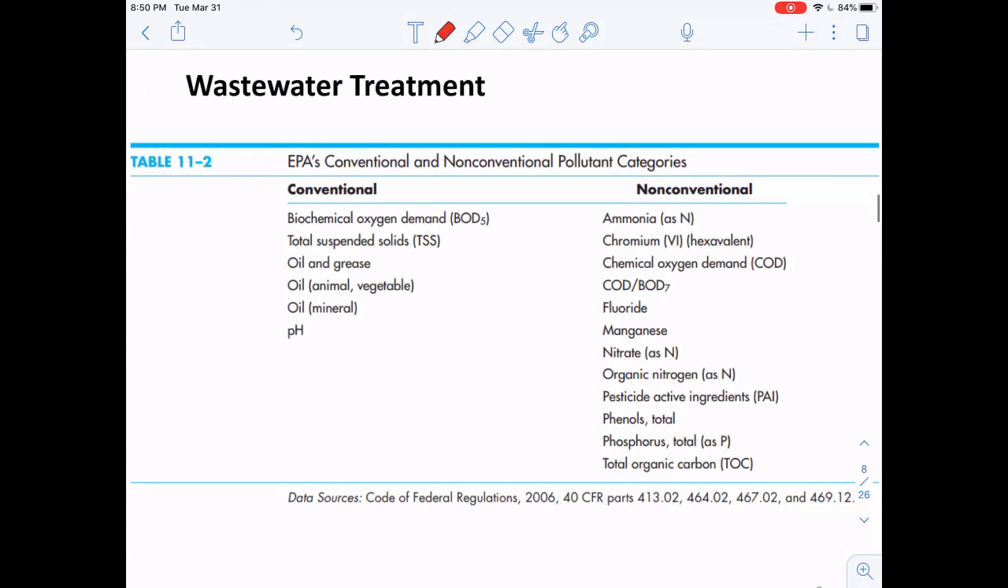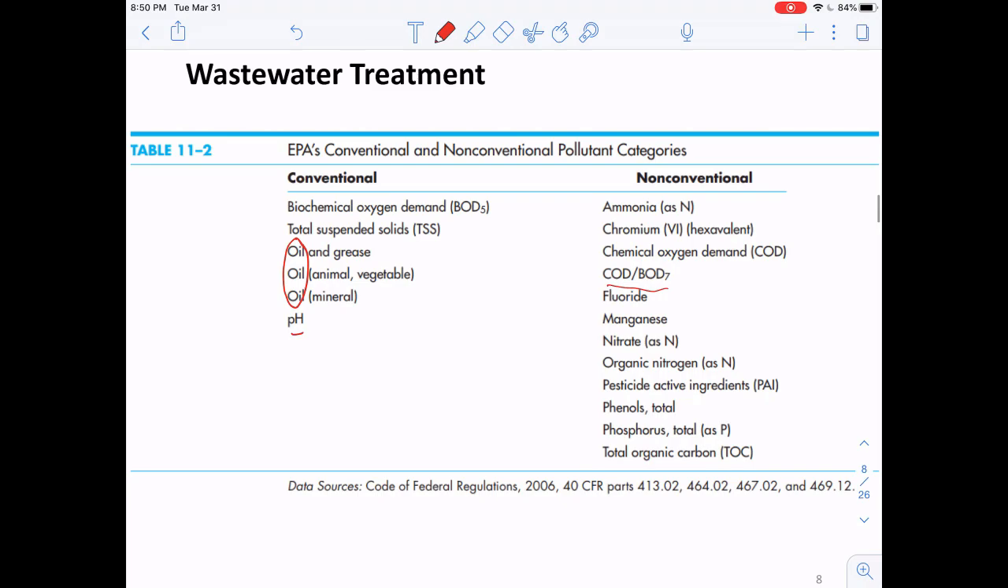So here is a table showing the EPA requirements for the different constituents of the water. There are conventional pollutant categories, which include the BOD5, total suspended solids, and also the oils. You can see that there are different types of oil too, and also the pH, which we are quite interested in. In addition, there are non-conventional pollutant categories, a broader spectrum of requirements, which include, let's say, the COD, BOD7, and other chemicals: ammonia, fluoride, manganese, and so on and so forth.